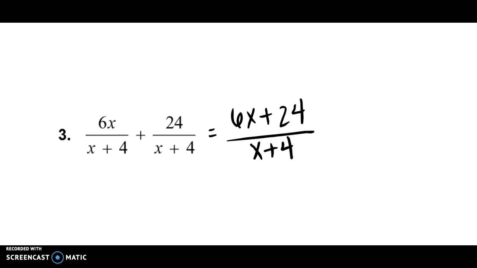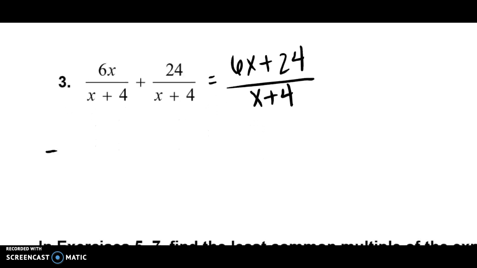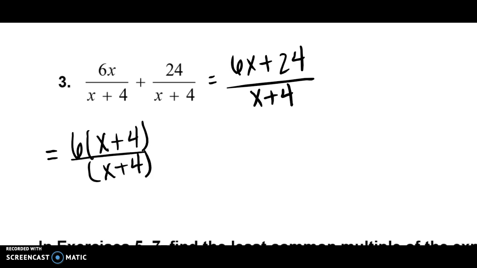And then here we can actually try and simplify by factoring the top of the fraction, so the numerator. From the numerator, they have a greatest common factor of 6. If I take out a 6, I'd be left with x plus 4 over x plus 4. And then since I have the same thing on the top and the bottom, they cancel out and we're just left with 6.